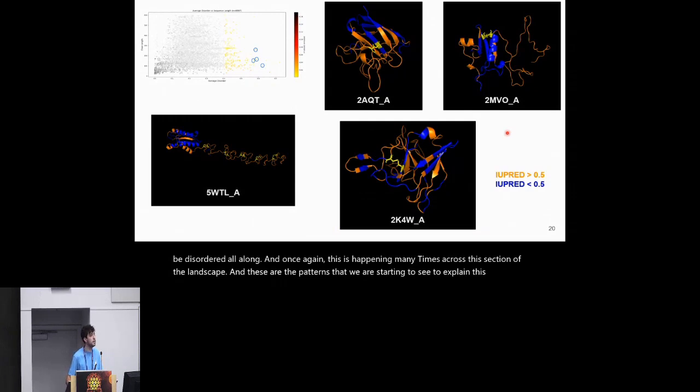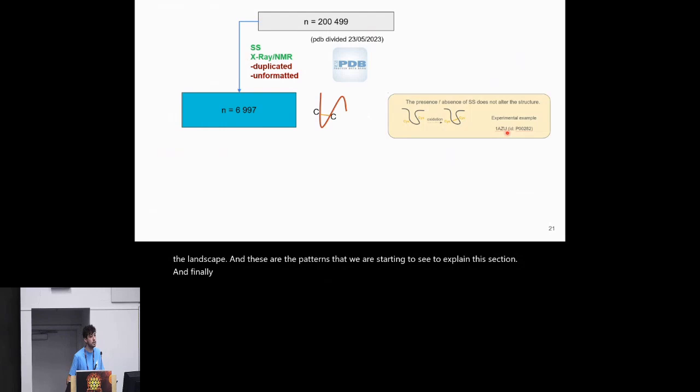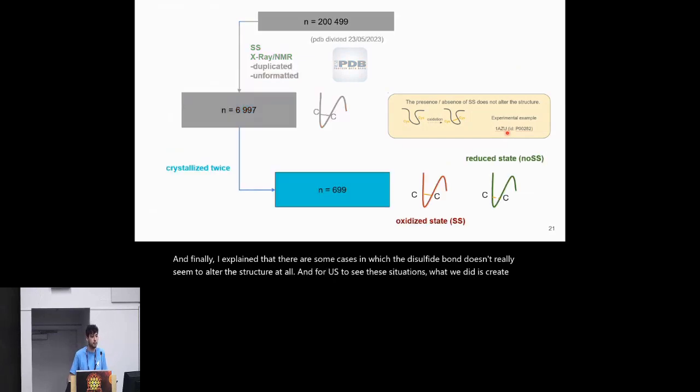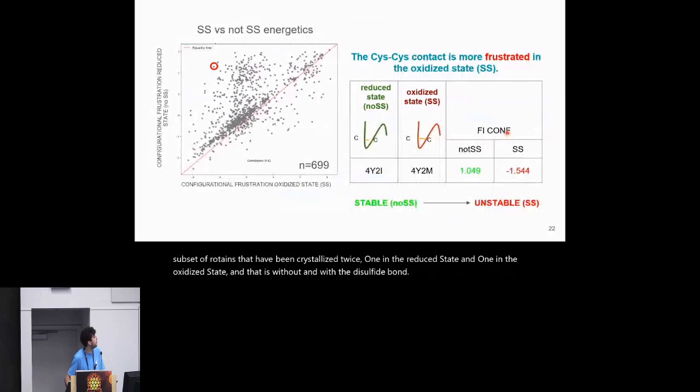And finally, I explained that there are some cases in which the disulfide bond doesn't really seem to alter the structure at all. And for us to see these situations, what we did is create a subset of proteins that have been crystallized twice, one in the reduced state and one in the oxidized state, and that is without and with the disulfide bond. In this plot over here, you are seeing the comparison of the energetics of the contact between the two cysteines in both states. So that is without and with the bond.